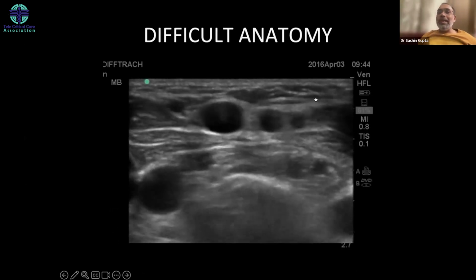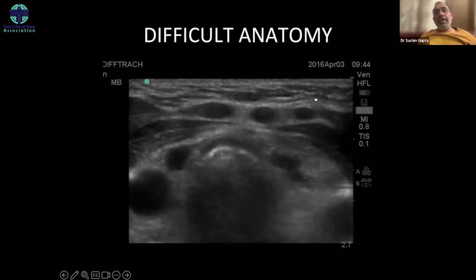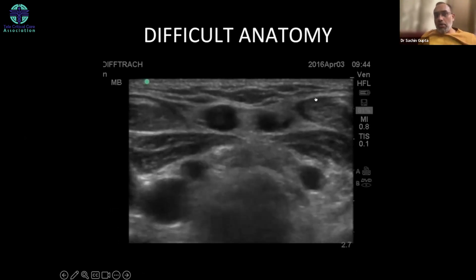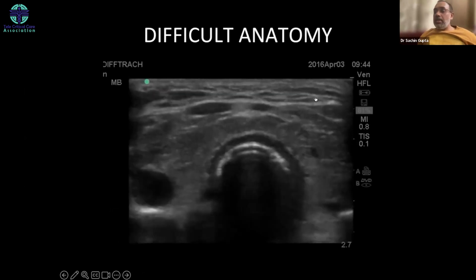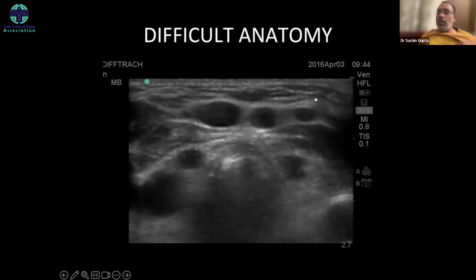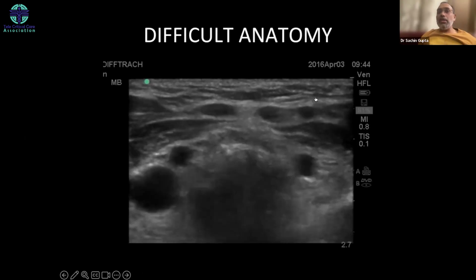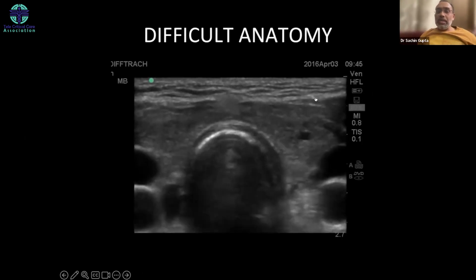See, bronchoscopy tells you only about the lumen of the trachea. It does not tell you what is there in the path of the needle before you hit the lumen of the trachea. And this is where ultrasound comes into the picture, where it tells you what is there in the path. You can avoid these vessels completely.